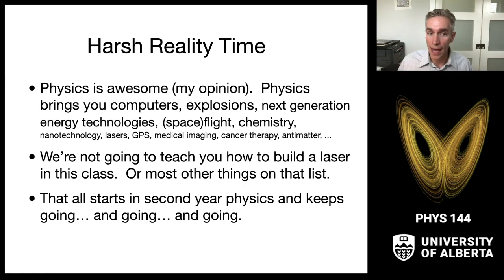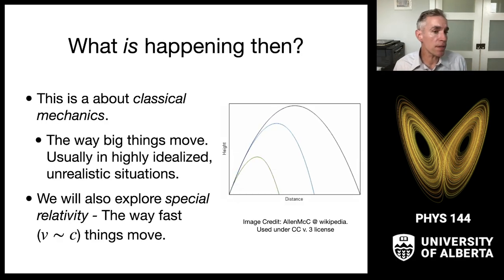But what are we actually doing in this class? We're going to be studying what's called classical mechanics, which is the study of how big things move, usually in highly unrealistic, idealized situations. At the end of the class, we're going to explore the topic of relativity, which is the first hint that the world we live in is actually just a thin veneer of simplicity on a beautiful, elegant, but hyper-complicated and non-intuitive universe. And so we start at the end of this class to get the hints of the universe being far stranger than we imagine.